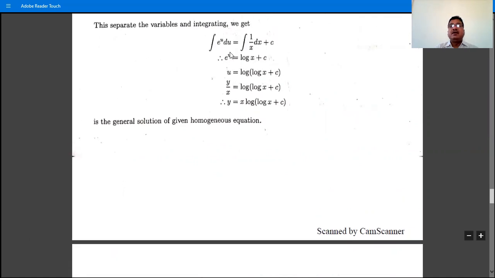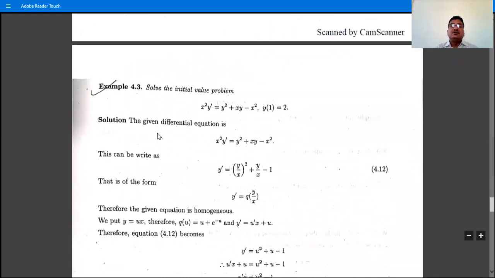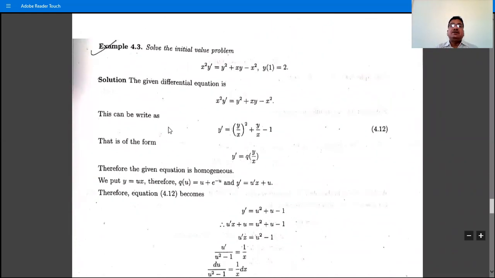Now just after integration, substitute this u as y by x, or v as y by x. So e raised to y by x is equal to log x plus c, and it is the final answer, the general solution of the given differential equation. We'll see the remaining problems of the same type, homogeneous differential equations, in the next lecture.